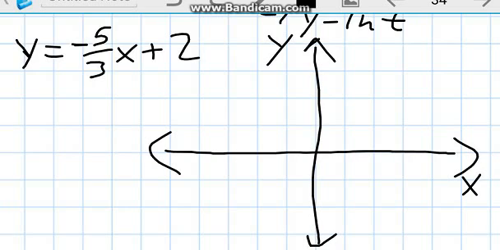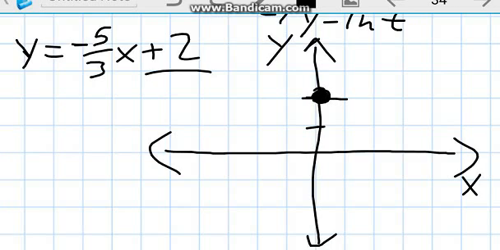So our y-intercept is 2, so positive 2. That means the line will cross the point here. That is the definition of the y-intercept. So the line is going to cross at this point.